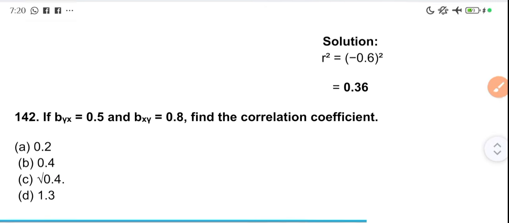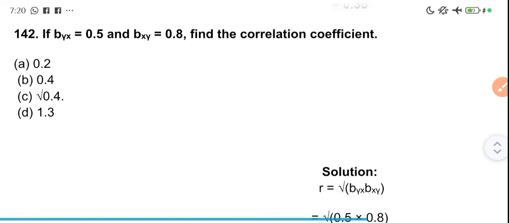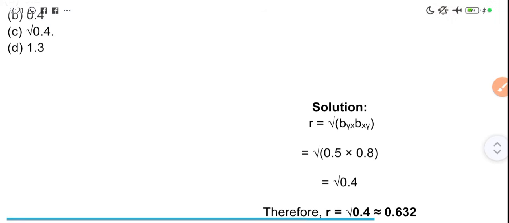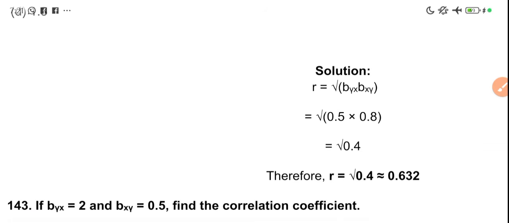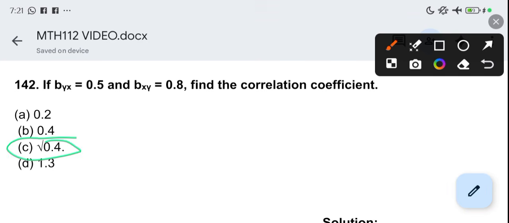If the regression coefficient of y on x is 0.5 and x on y is 0.8, find the correlation coefficient. We're looking for the correlation coefficient, that's r. Remember this formula, all you need to do is multiply and find the square root. Then you do that, you have your 0.60. But now in the options, they don't really bother to solve it, you just put it in square root of 0.4. Okay.